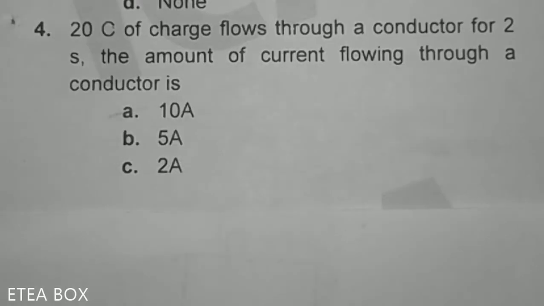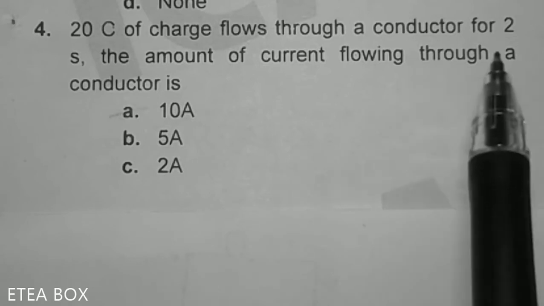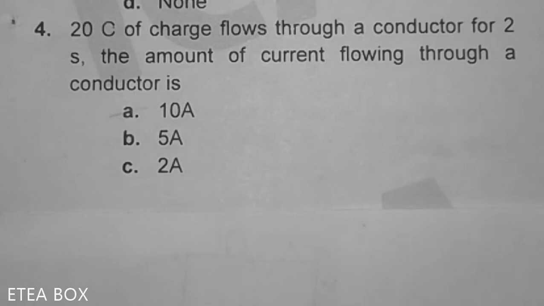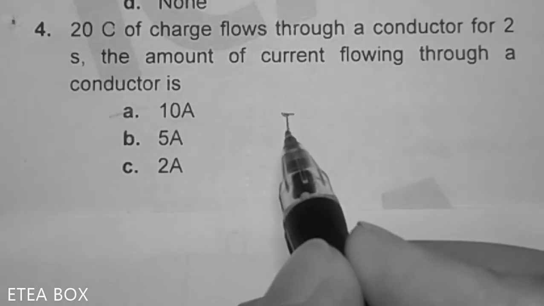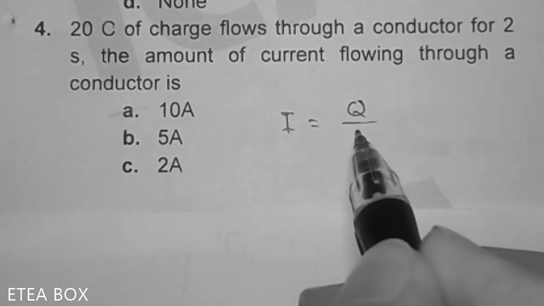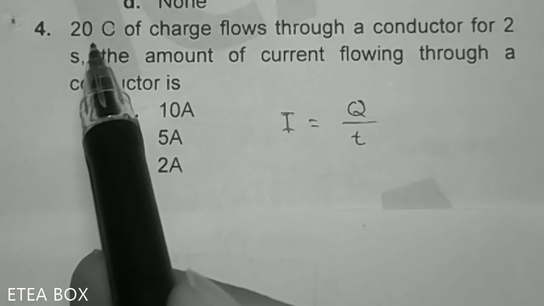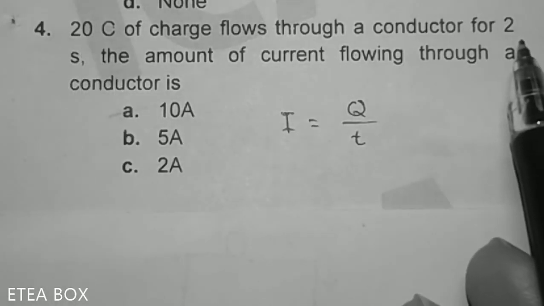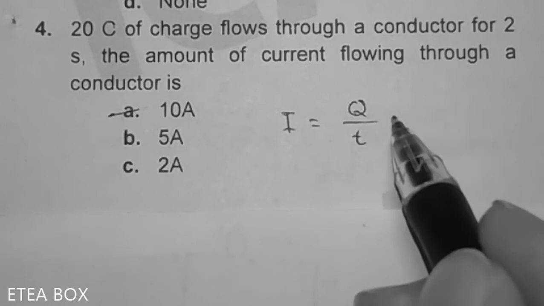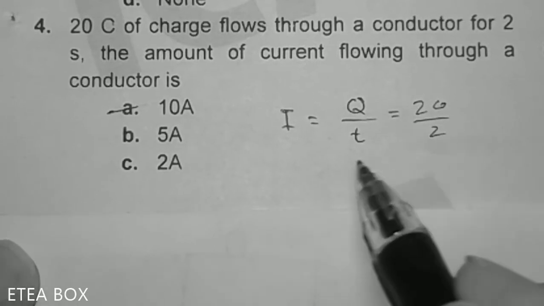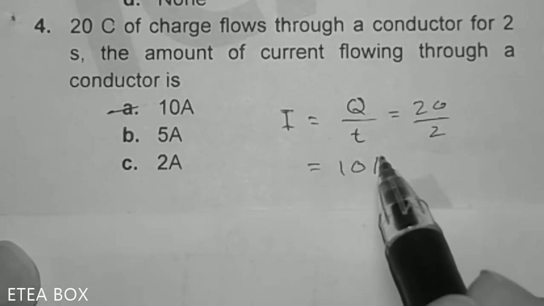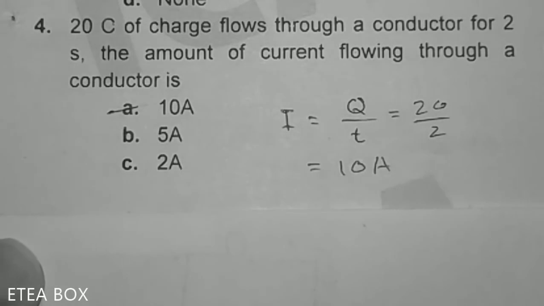Fourth one: 20 coulomb of charge flows through a conductor for 2 seconds. The amount of current flowing through the conductor is, now look here, current is equal to Q, charge, divided by time. The charge is 20 coulomb and time is 2 seconds, so it will give 10 ampere. 20 divided by 2 will be equal to 10 ampere. The amount of current will be 10 ampere.